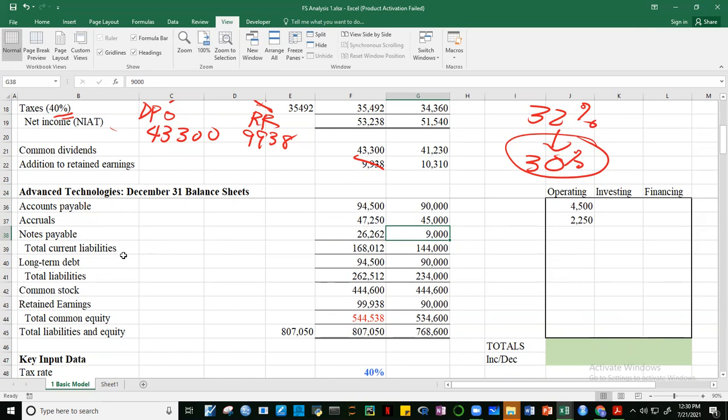No? Okay, so long-term debt, notes payable guys is financing. No? Okay, source of cash, use of cash. 9,000 nung simula, naging 26. So ano yun? Notes payable. Nangutang tayo. Therefore, source of cash yan. Diba? Lumaki yung utang natin, ibig sabihin nangutang tayo.